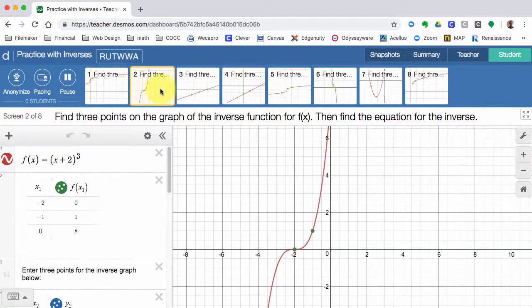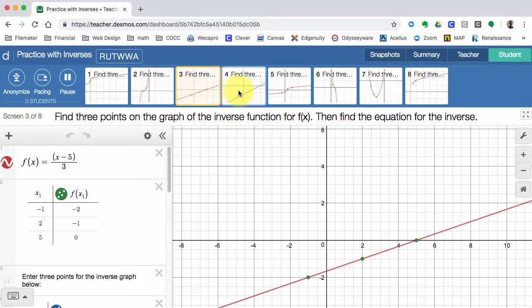All right, you're going to kind of keep working with this, working with other different functions. It gives you a function, it gives you a few points, and you're just going to practice over and over again finding inverse values and inverse functions. Let me know if you have any questions. Hopefully you have a pretty good idea of what the inverse is after this.